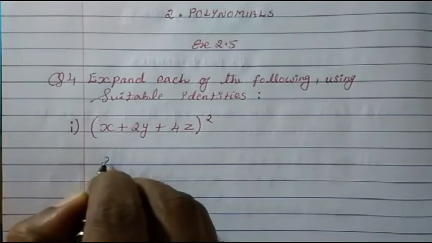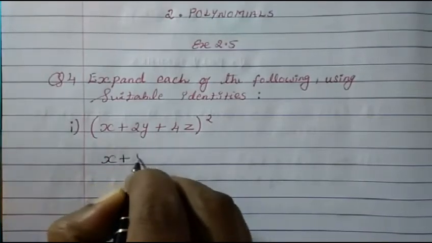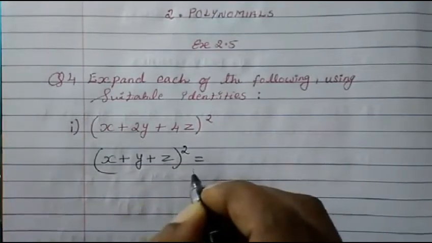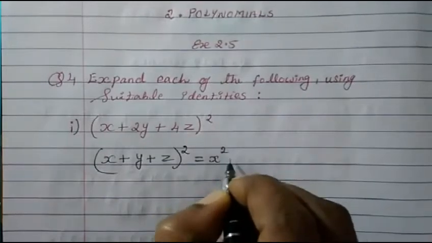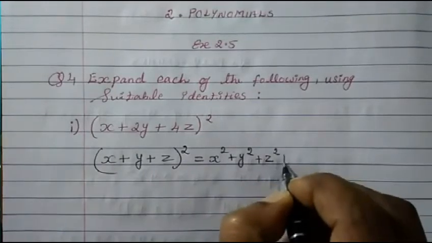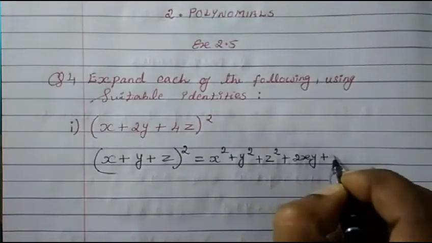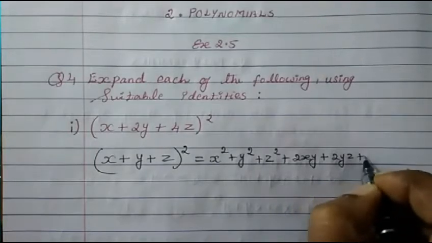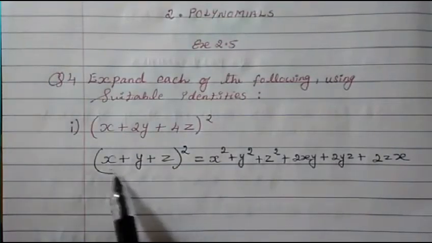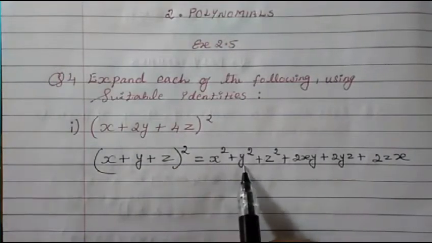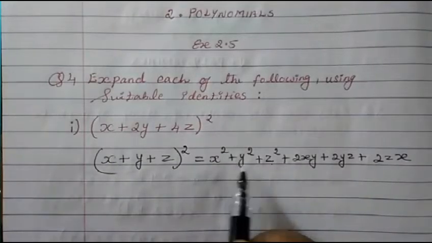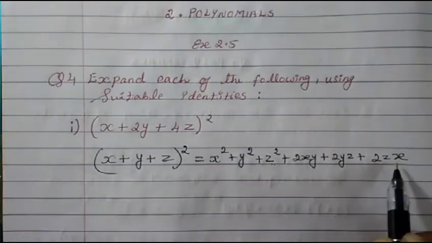So this is in the form of (x plus y plus z) whole square. The expansion of this is x square plus y square plus z square plus 2xy plus 2yz plus 2zx. This is easy to remember also. (x plus y plus z) whole square: you write down x square plus y square plus z square, then afterwards 2xy, then 2yz, then 2zx. That is what is written here.